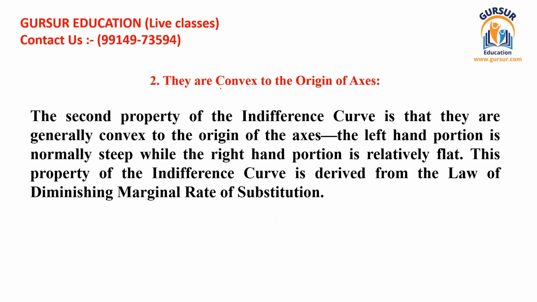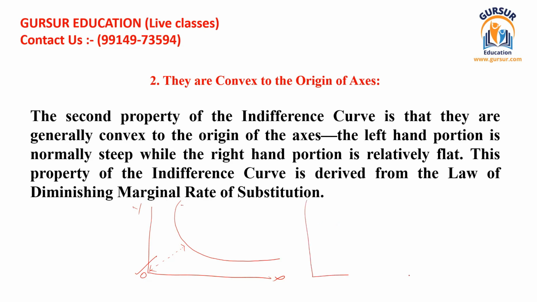The second property is that it is convex to the origin of axis. The origin of axis is this, which is also known as its vertex. So if there is an x-axis, there is a y-axis. It's always said that the indifference curve is convex. Convex means this is just tilted towards the vertex or the origin of axis. So it is shaped like that.